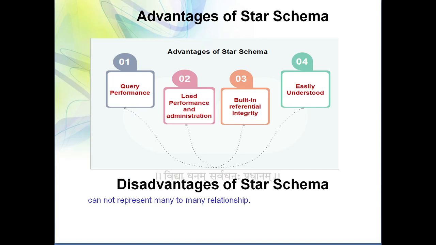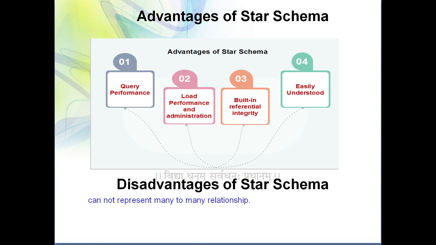Next we discuss what are the benefits of star schema. So star schema helps to improve the performance of a query, load performance, administration, built-in referential integrity. Just as we have seen here, parent-child type of relationship is there, that means the concept of foreign key is there, and it can be easily understood because of the simplicity of its visualization.